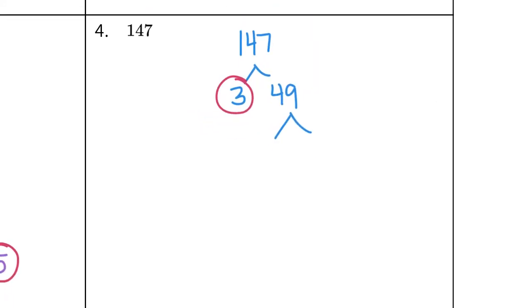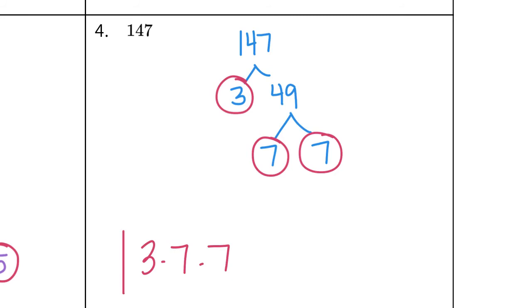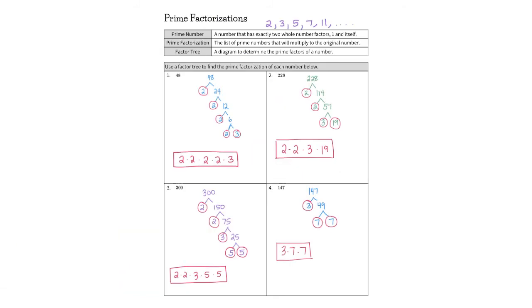So when I divide 49 by 7, I get 7. 49 is a perfect square. So 7 is prime, so I'm going to go ahead and circle both of those 7s. And I'm finished now because I ended up with 2 prime numbers. So my prime factorization for 147 is 3 times 7 times 7. Okay, and this is how you find the prime factorization of any number.